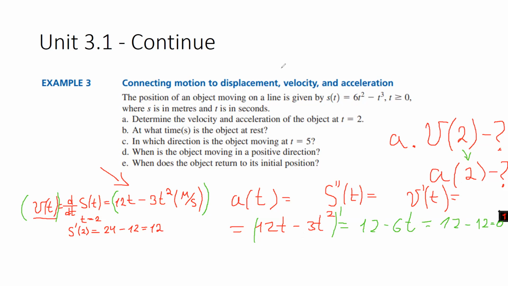Is it meters per second squared? Exactly. So remember, velocity is described in meters per second, and acceleration is described in meters per second squared. I write m/s squared. Oh yeah, sorry, it's wrong.